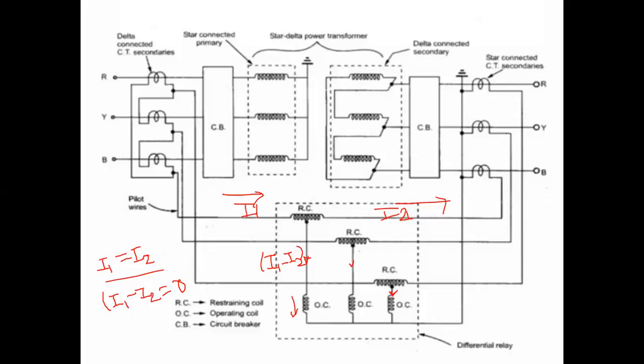So again, what is changing here? This diagram will remain the same, only here instead of transformer we are putting the generator. Okay, otherwise the scheme is the same there also, in the generator protection scheme.